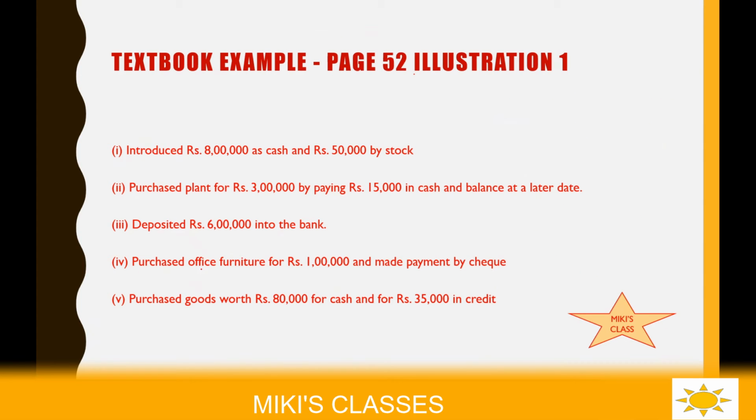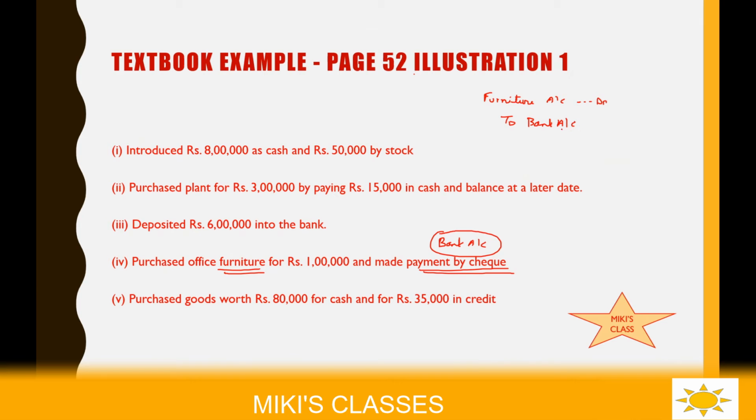Correct? Okay, let's move on. Purchase office furniture for rupees 1 lakh and made payment by check. Whenever a payment is made by check, it means the bank account for the business is involved, right? And the other one is office furniture. Furniture is an asset. So what will happen? Furniture account has to be debited. It is an asset and it has increased. So it is debited.